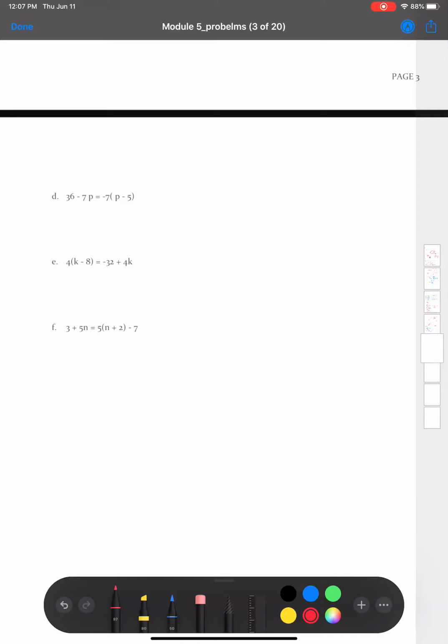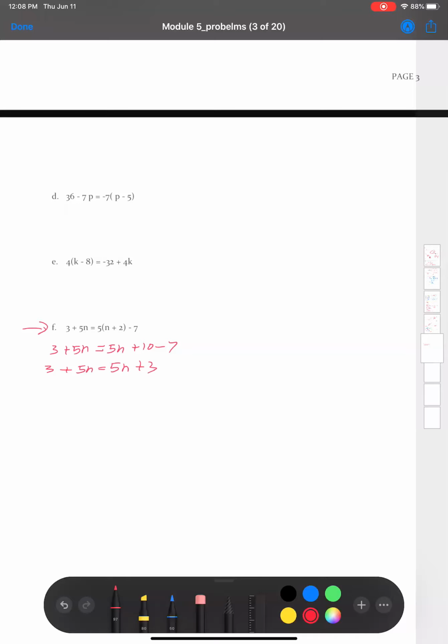Okay, let me see, which one should we do? How about, let's do f. Okay, I have more space for this one. So I'm going to multiply everything through. 3 plus 5n is equal to 5n plus 10 minus 7. So 3 plus 5n is equal to 5n plus 3.